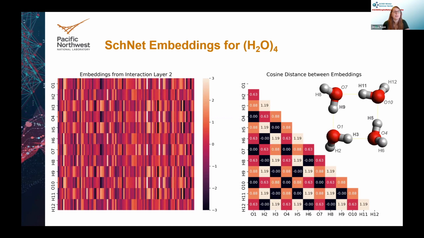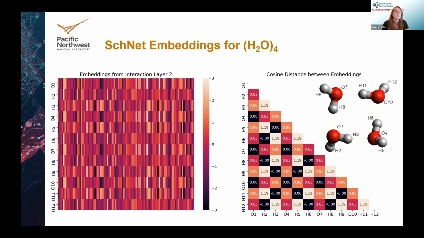And if we look at the hydrogen atom embeddings, we can see we have 2 different neighborhoods, one for the hydrogens donating to the hydrogen bond and one for the hydrogens not involved in hydrogen bonding. So we can see if we compare H12, which is not involved in hydrogen bonding, with H2, which is also not involved, we get a cosine distance of 0, which is what we expect. Now let's compare H12 with H3, which is involved with hydrogen bonding, and we see we get a value of 1.19. So the neighborhood for H12 and H3 is different.